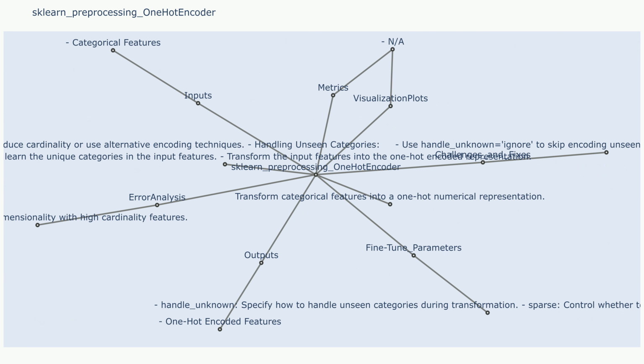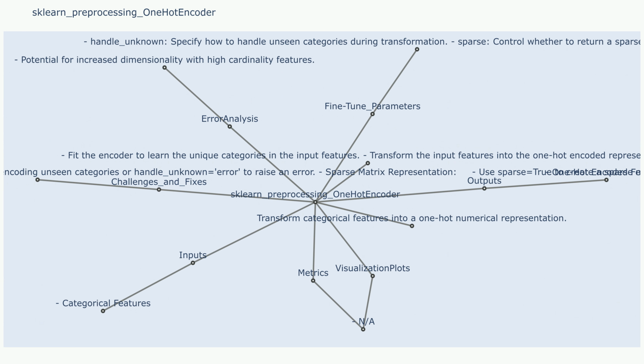Fine-tune parameters. Parameter 1. Explain in detail. Categories specifies the unique categories for each feature. If not provided, it will automatically infer them from the input data. This parameter allows for manual control over the encoding scheme, especially useful when dealing with known categories or handling unseen categories during testing.